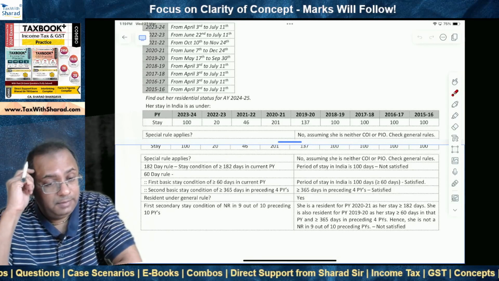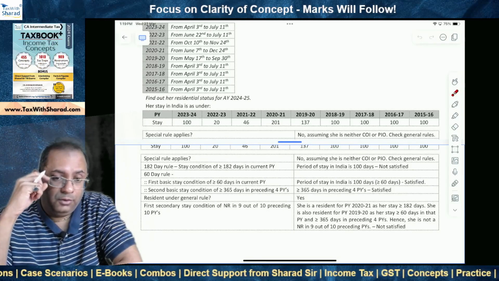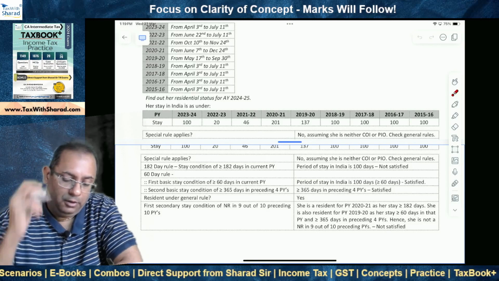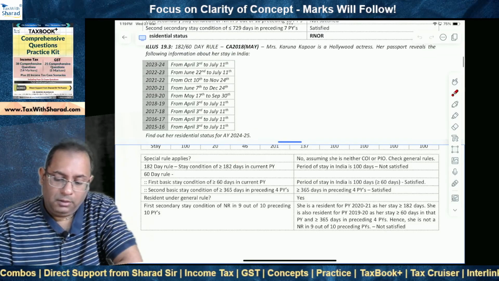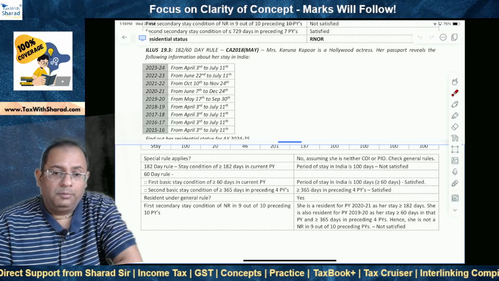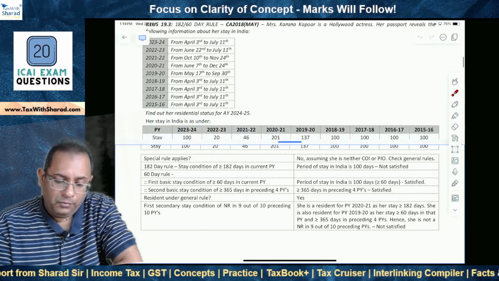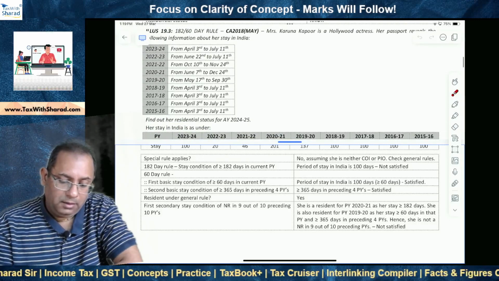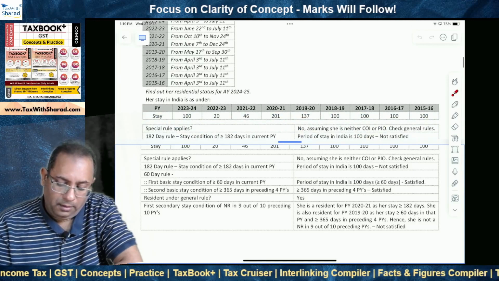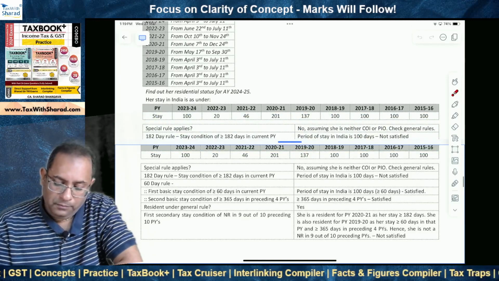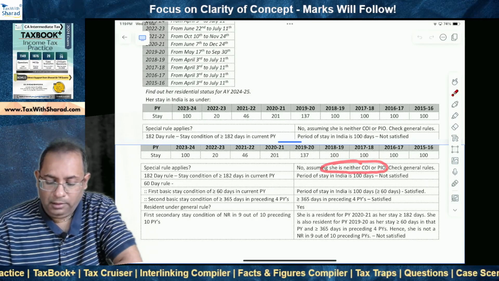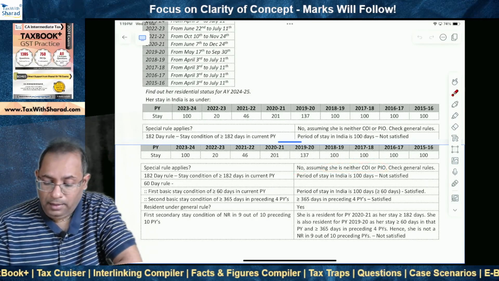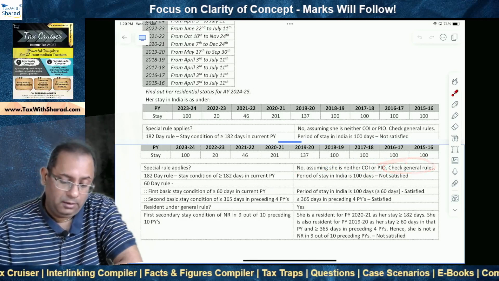So what should be the first step? The first step should be to find out if any of the special rules apply. And here, if you note, the information in the question does not say whether Mrs. Karna Kapoor is a citizen of India or a PIO. So we will need to make certain assumptions. Here we have assumed that she is neither a citizen of India nor a PIO, and therefore none of the special rules apply, and therefore we need to check the general rules.